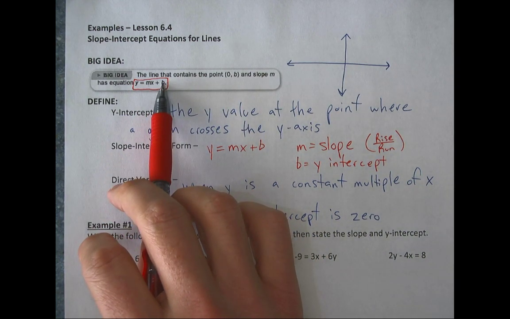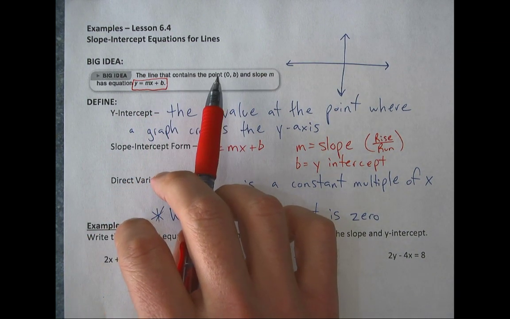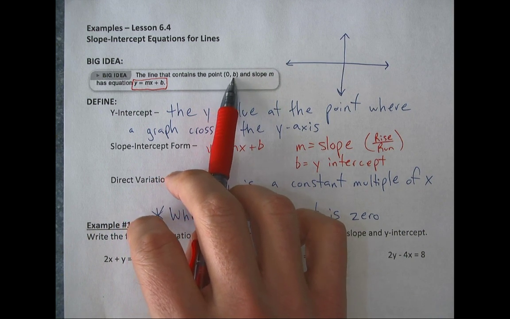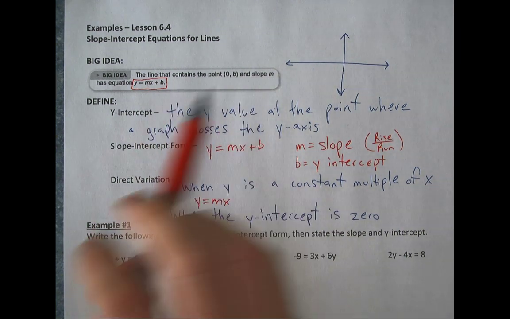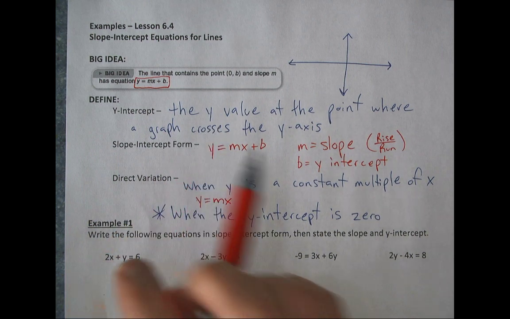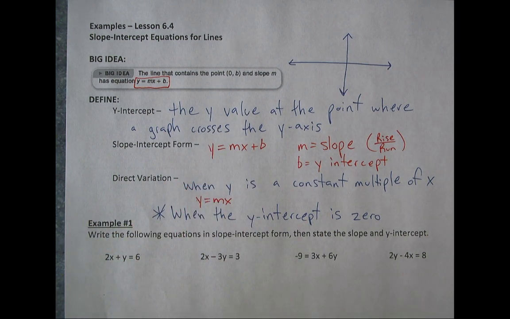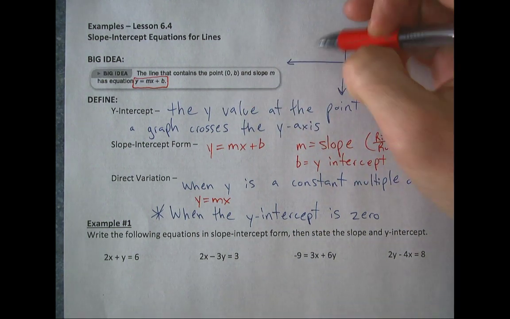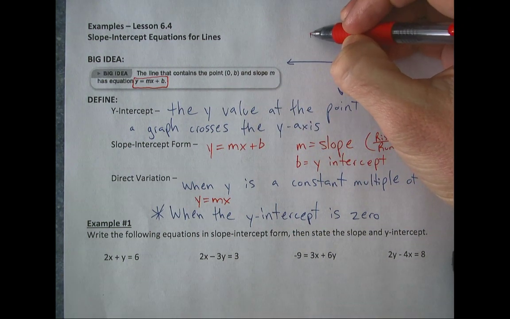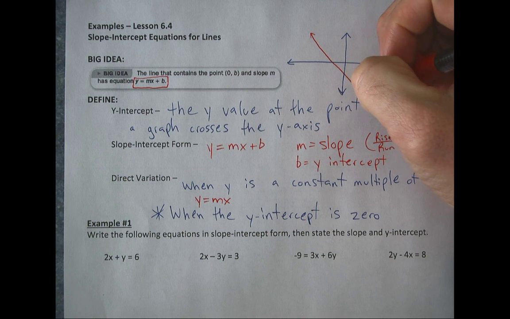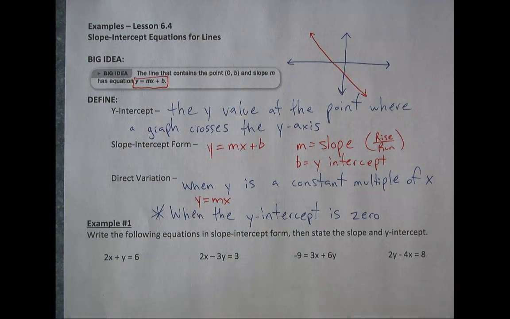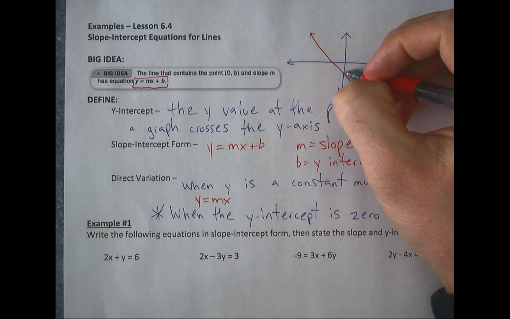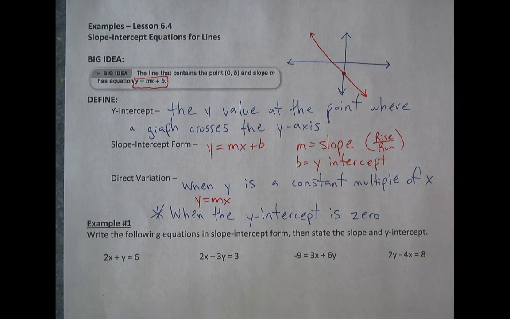So letter b represents the y-intercept. That's part of the point (0, b). And so what is that? The y-intercept is the y value at the point where a graph crosses the y-axis. The y value where it crosses the y-axis. So if I just draw a line on this graph, where does it hit the y-axis? Well, right here. And it hits it at a point.